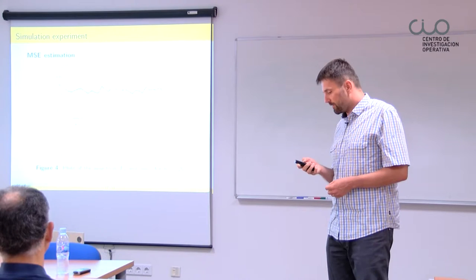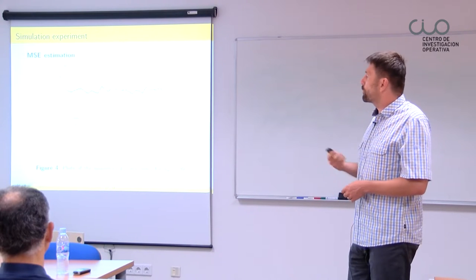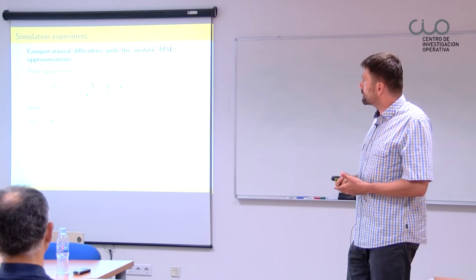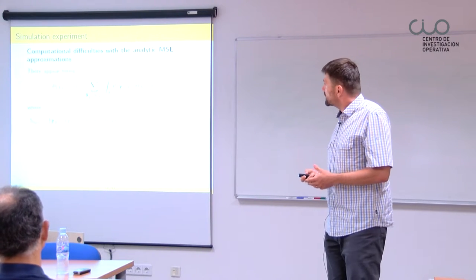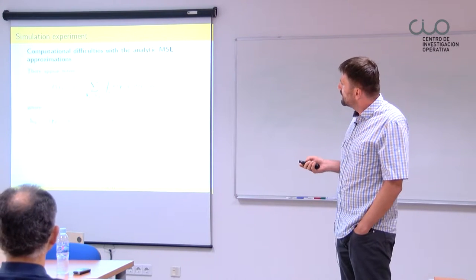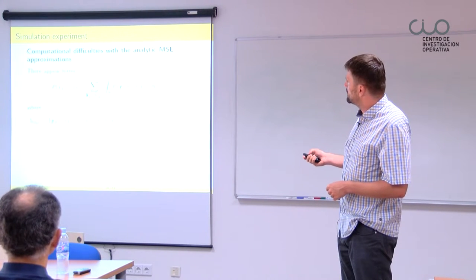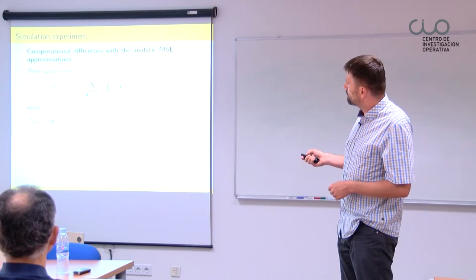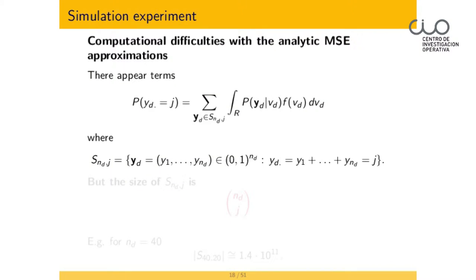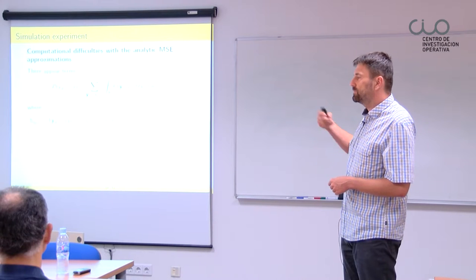But here we have encountered a serious problem: computational problems with the estimator. I would like to explain it. There are some computational difficulties with the analytic mean square error estimator, because in the formula terms of this type appear. We have approximated this integral, but the problem is this sum. We have to sum over all vectors from such sets, where the set is the set of all vectors of length n_g, composed of 0 and 1, such that the sum of the elements is j. And this must be done for all j.